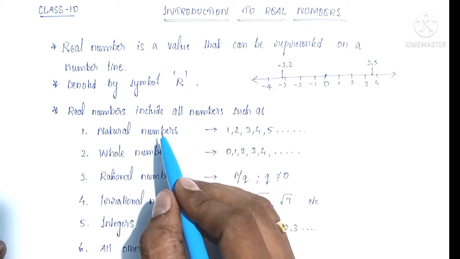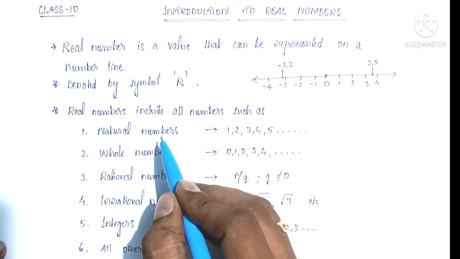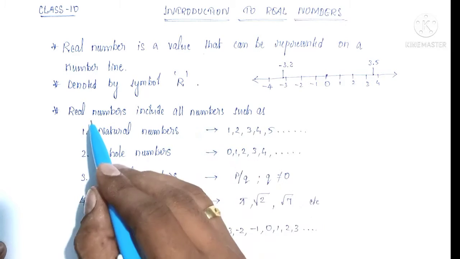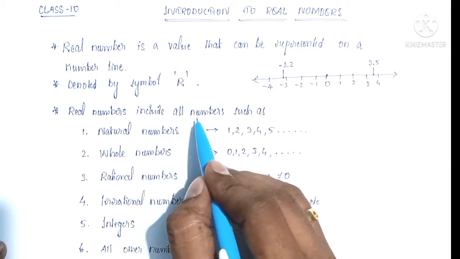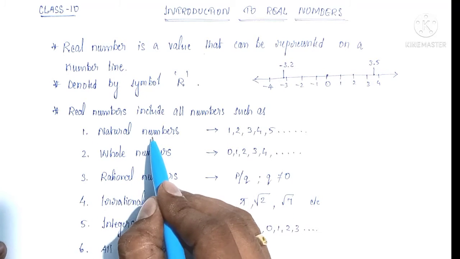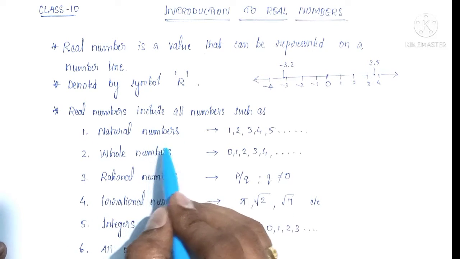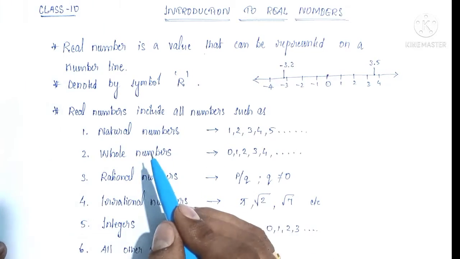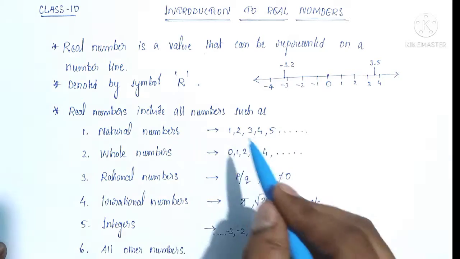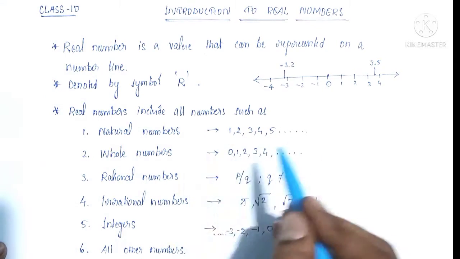Clear? So we have learned in the previous year in 9th standard the different categories of numbers. All these numbers will come under real numbers. So real numbers include all the numbers such as natural numbers. I know you all know this very well, but I'm just reminding you all the different number systems and what is included in those.